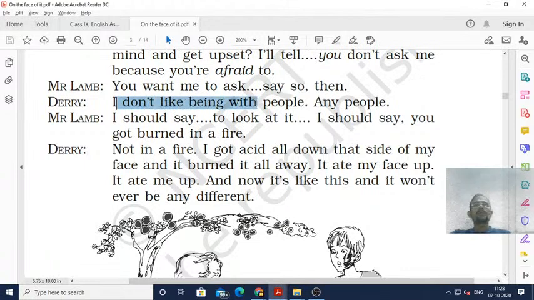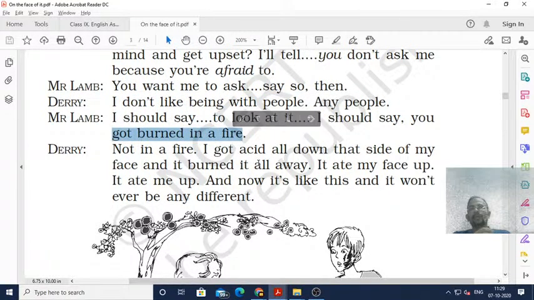Daddy says, I don't like being with people, any people. I don't like to be in the company of any kind of people for that matter. Why? Because people do not enjoy my company just because of my ugly face. Mr. Lamb says, to look at it, I should say you got burned in a fire. So Mr. Lamb is making his guess at this point. He presumes the ugly face to be a face burned in a fire.